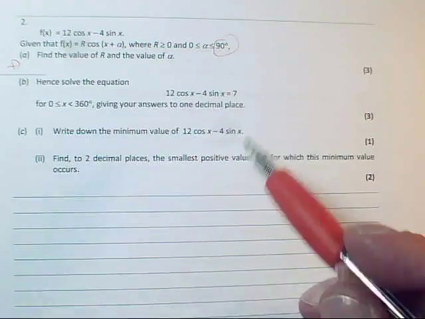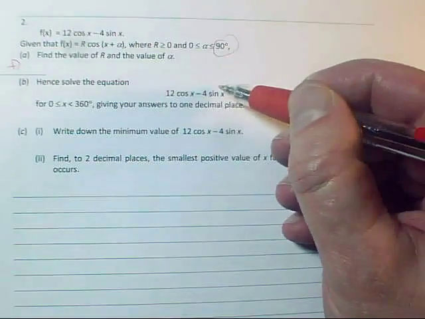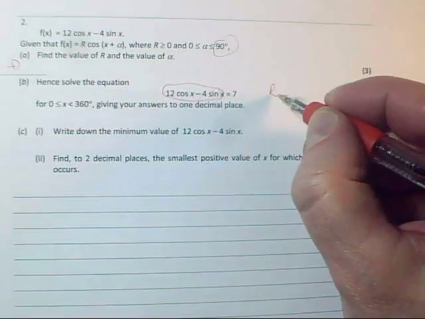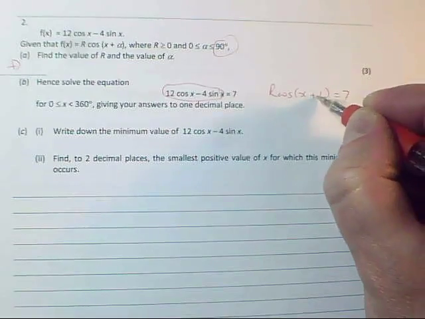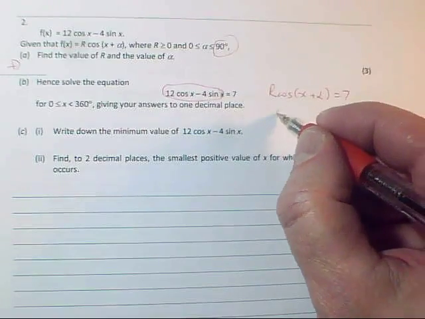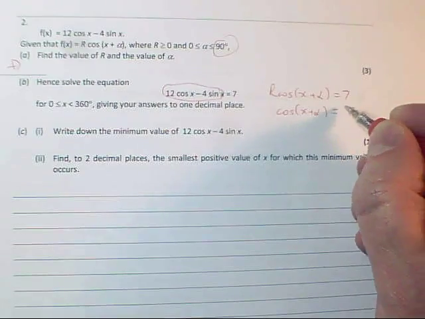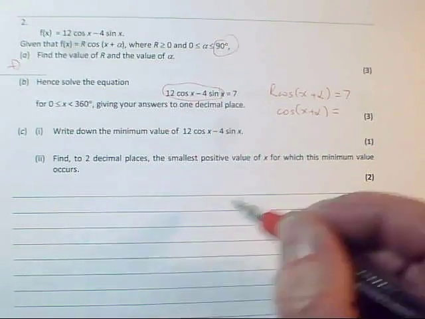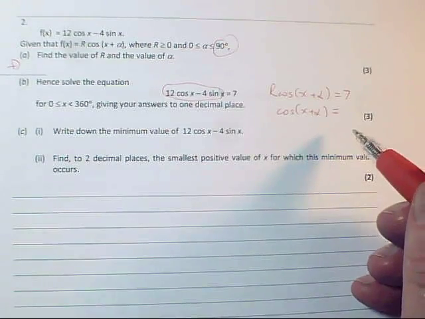Hence solve this equation. So having got your R and your alpha, you are obviously going to use the fact that this thing here, which is the same as this thing here, you're going to replace by your R cos(x plus alpha) expression equal to 7. But of course you'll be able to put in the value of R and the value of alpha, and you'll be able to divide to get cos(x plus alpha) equals something. And then what you've got to do is get the sequence right. We know what cos of the bracket is, so you're going to do an inverse cos of whatever you've got over here, and you're going to get your first solution straight away.